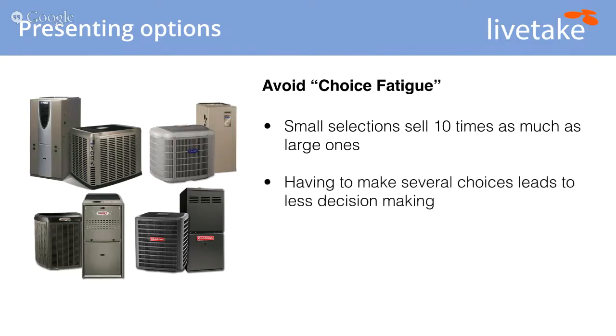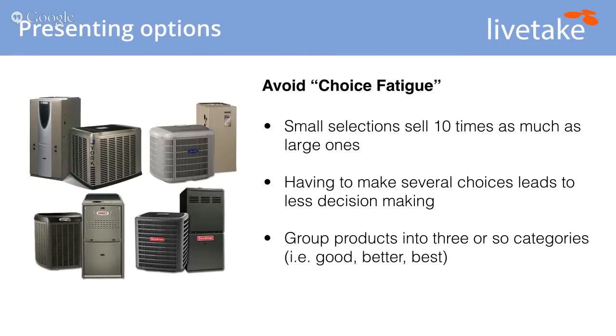The reason for this is that having to make several choices leads to less decision making because of fatigue. When you've got too many choices, you get brain fatigue and you don't want to do anything else, and one of those other things might be actually making a decision. So you want to avoid that choice fatigue. The next thing you want to do is group your products into only 3 or so categories. So good, better, best. And I'm sure 99% of you, that's what you do today. Just be conscious of why you're doing that. You want to actually limit choice fatigue. It's not because it makes it easy for your salespeople to remember. It's because it limits choice fatigue for the consumer.